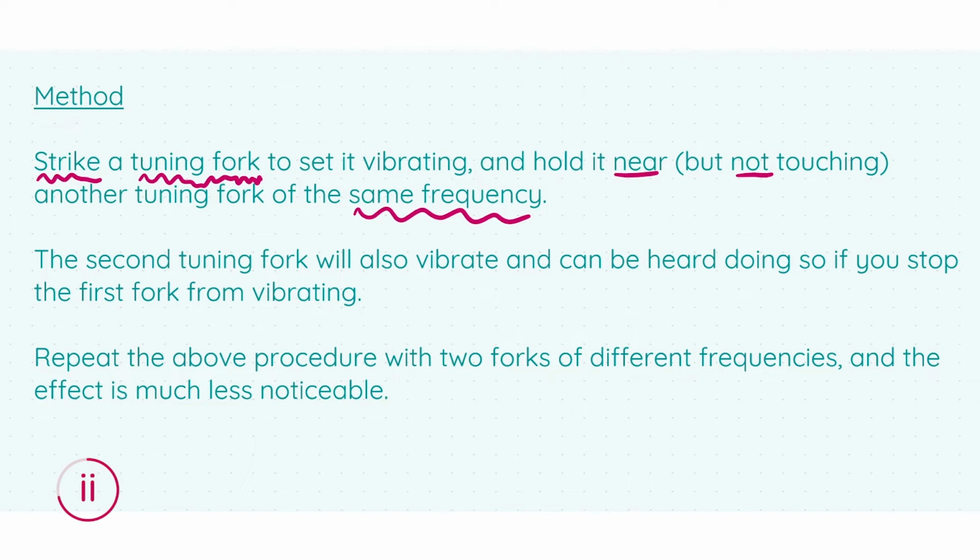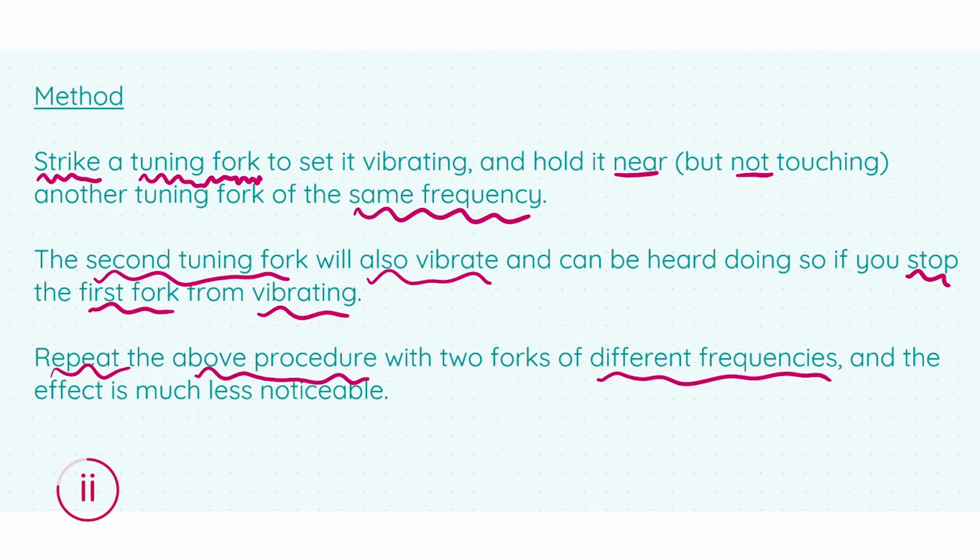Next, the second tuning fork will also vibrate, and it can be heard doing so if you stop the first fork from vibrating. And finally, we repeat the above procedure with two forks of different frequencies, and the effect is much less noticeable. Repeating procedures with slightly different parameters in physics is very important when you're drawing your final observations and conclusions. This is the full method, and you'll get 3 marks for these 3 points.